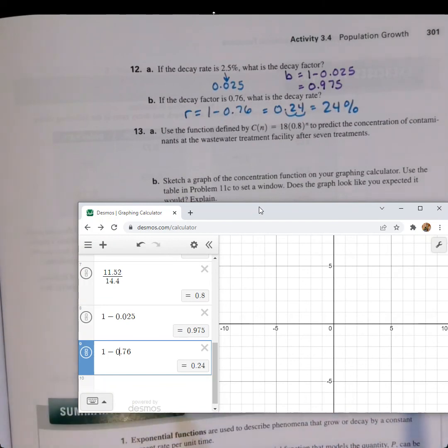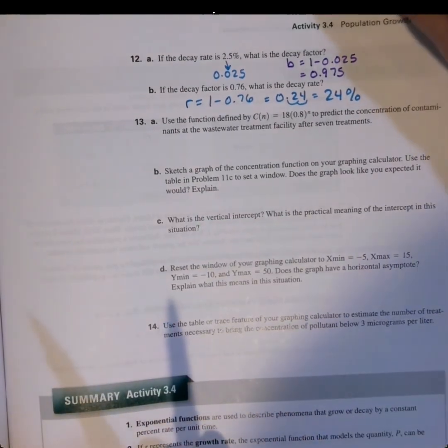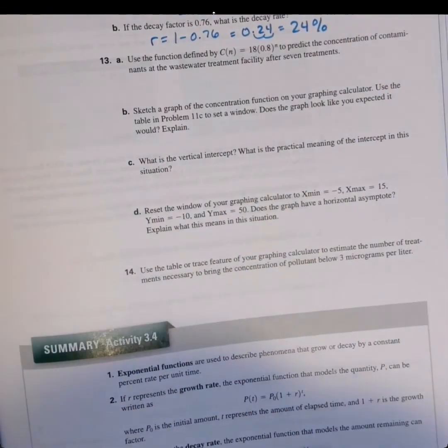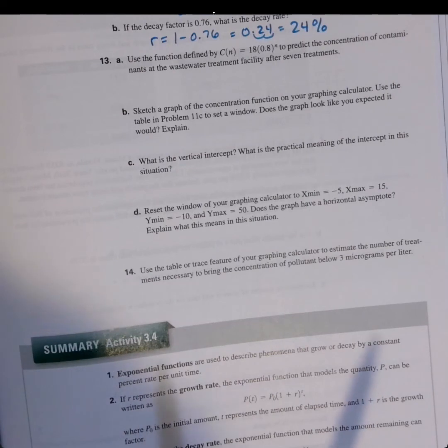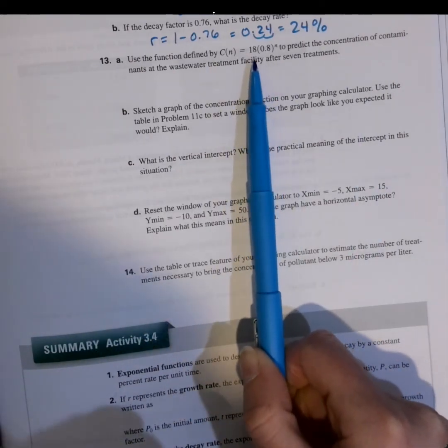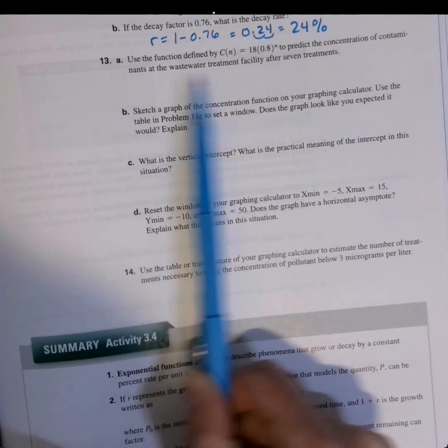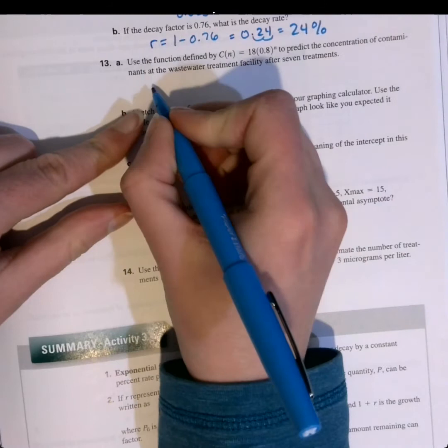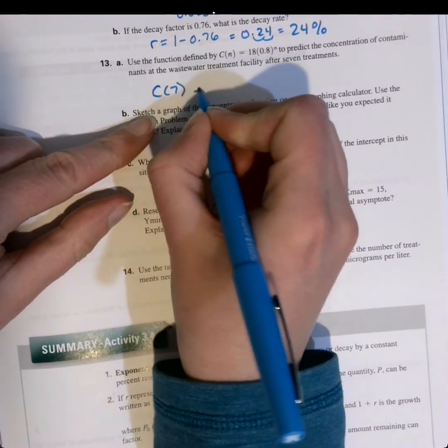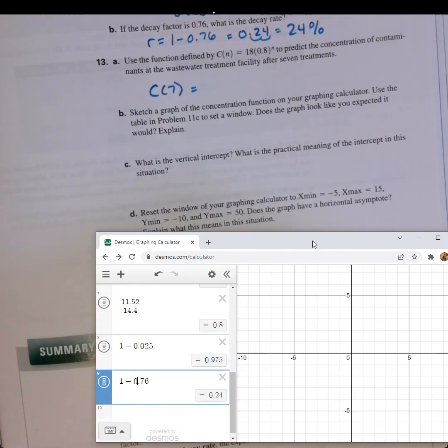All right. Now, number 13, we have used the function C of n, for the wastewater treatment, 18 times 0.8 to the n, to predict the concentration of contaminants after 7 treatments. Okay, so we're going to do C of 7. And I don't think I have that function entered yet, so I'm going to go ahead and do that.